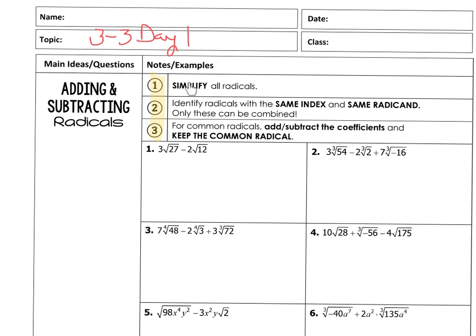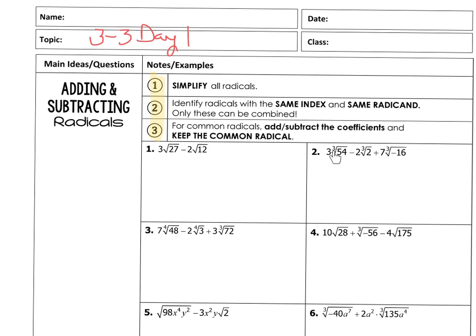So for instance, you're going to first simplify all radicals. So when we add or subtract in these problems here, each of these radicals needs to be fully simplified before you try to add or subtract them. Then you're going to identify the radicals that have the same index. If you recall from yesterday's lesson, the index is this number right here, and this is your radical. So we can only add and subtract radicals that have the same indexes.